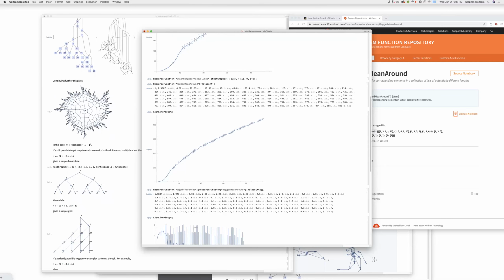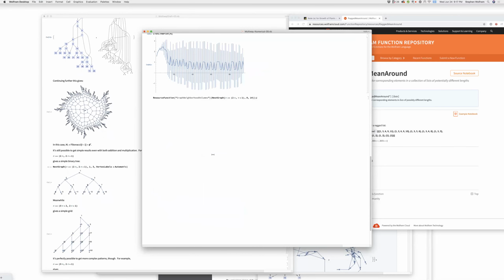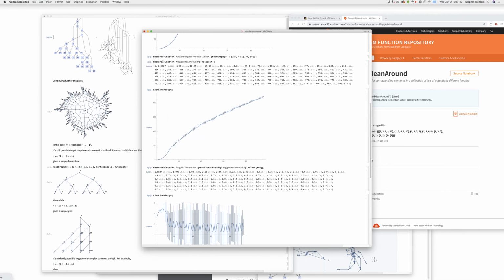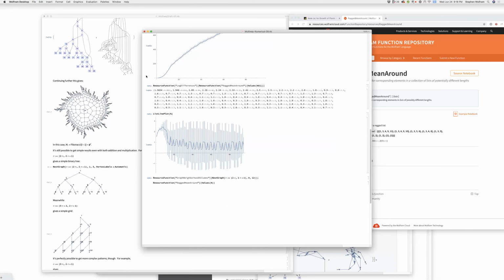If I were to do 2n, 2n plus 1, let's try that case. Let's not go as many steps. Let's say 12 steps. I claim that's a tree. And now if we do the same computation again, let's put all of these together, and then let's say log differences. Oh, I could have done that actually. And then I'm going to do a list line plot of that. Log differences of this. List line plot.